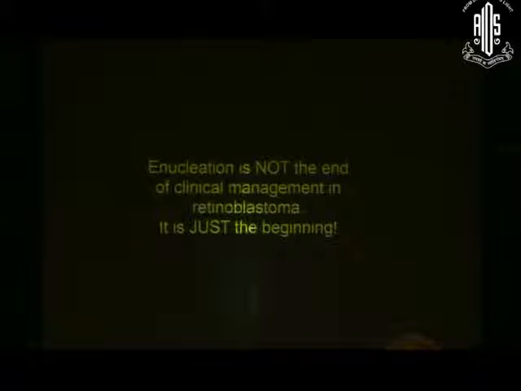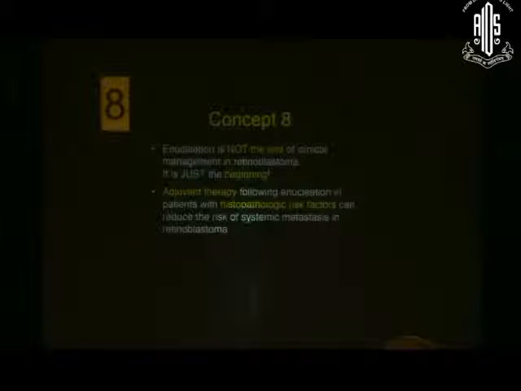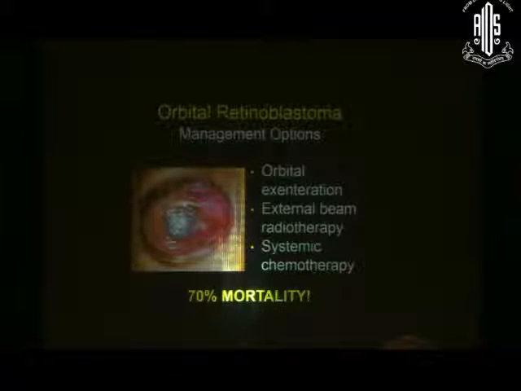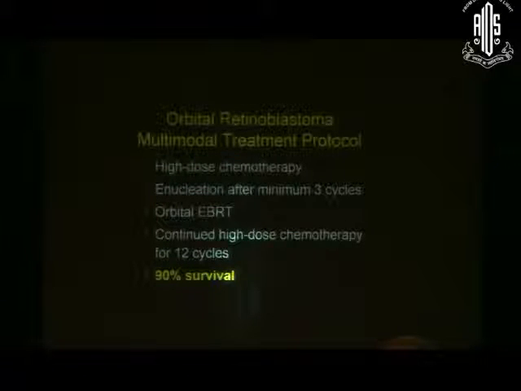Now, enucleation is not the end of clinical management of retinoblastoma. It's just the beginning, is the concept I want to drive home. In orbital retinoblastoma, we have a multimodal protocol that we begin with high-dose chemotherapy. With high-dose chemotherapy, the orbital component completely reduces and the eye goes phthisis. As you see here, this orbital component is gone. The eye has gone into a complete phthisis, at which stage you would safely enucleate, get a long optic nerve stump, and then follow it up with external beam radiation and adjuvant chemotherapy.